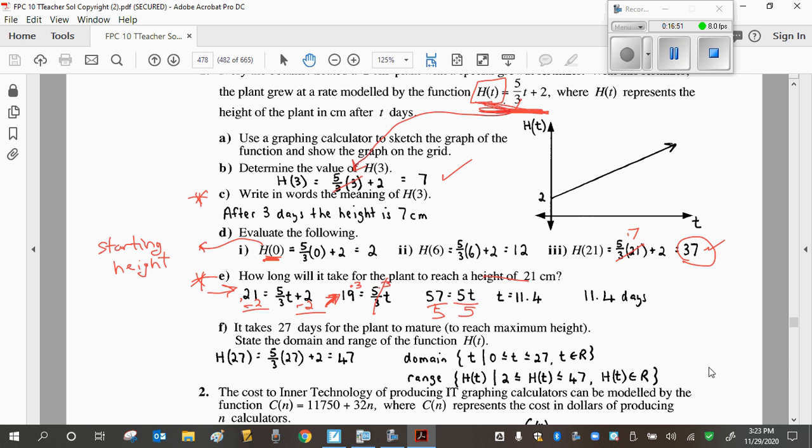And I like this one, domain and range. It combines function notation and our domain and range topic. Domain is how far it goes left to right. So t equals domain. So it's from 0 to 27 days. There it is, all the numbers between 0 and 27. And this time, don't use x, use t. And what's the height? It starts at 2. Where do you get that? Right there, there's a starting height. And goes all the way to the maximum height in f. So all the numbers between 2 and 47.